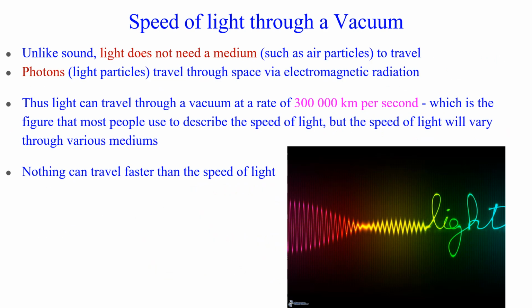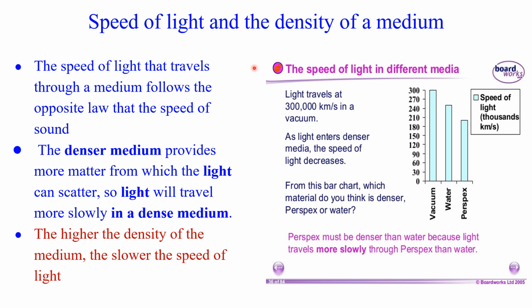Now, unlike sound, which needs a medium to transfer its kinetic energy through the vibration of particles, light can in fact travel through a vacuum, through space, via electromagnetic radiation using those minute light particles known as photons at a rate of 300,000 k's per second. So light can be transmitted through a vacuum, through a gas, through a liquid, and through a solid.